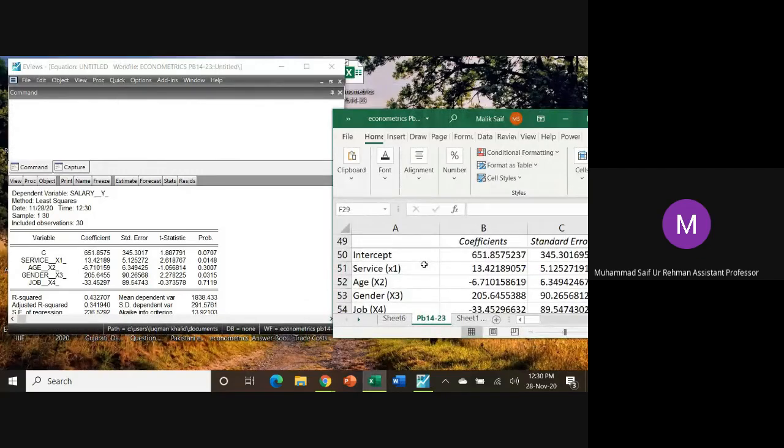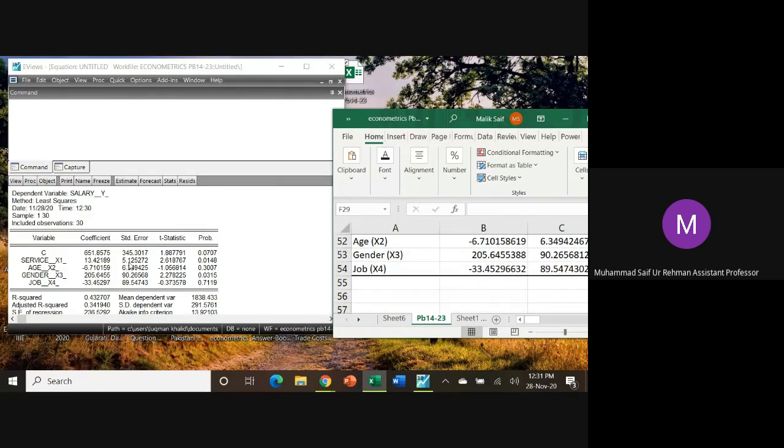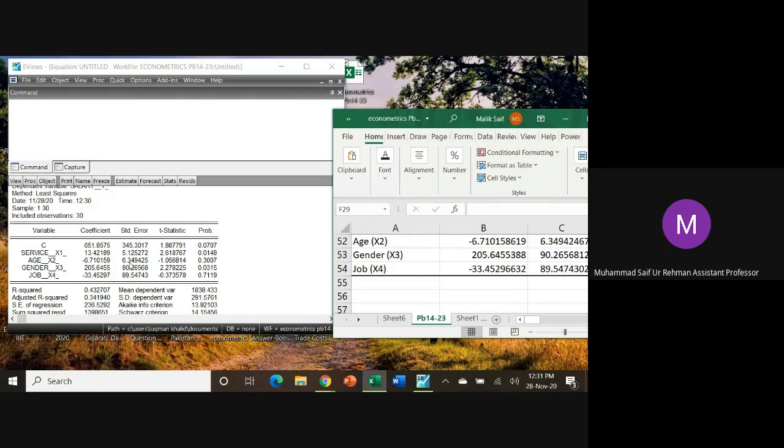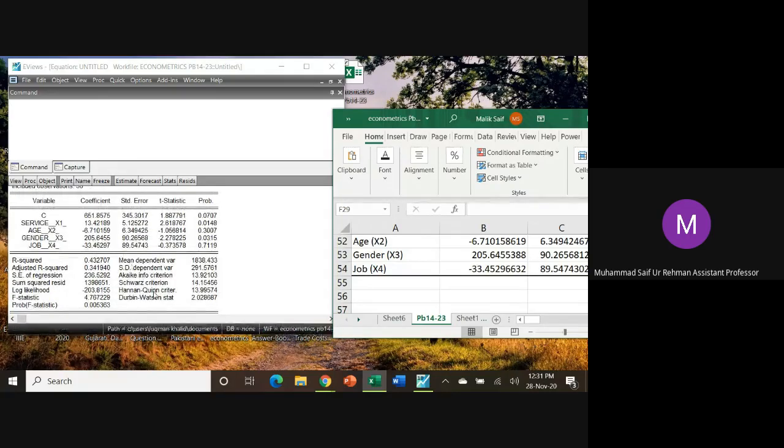See these values: 651, 651, 13, 13, minus 6.7. So all values are there. Whatever I have found in the Excel, the same values are there in the E-views. Clear? But E-views is giving me some more information. Right?